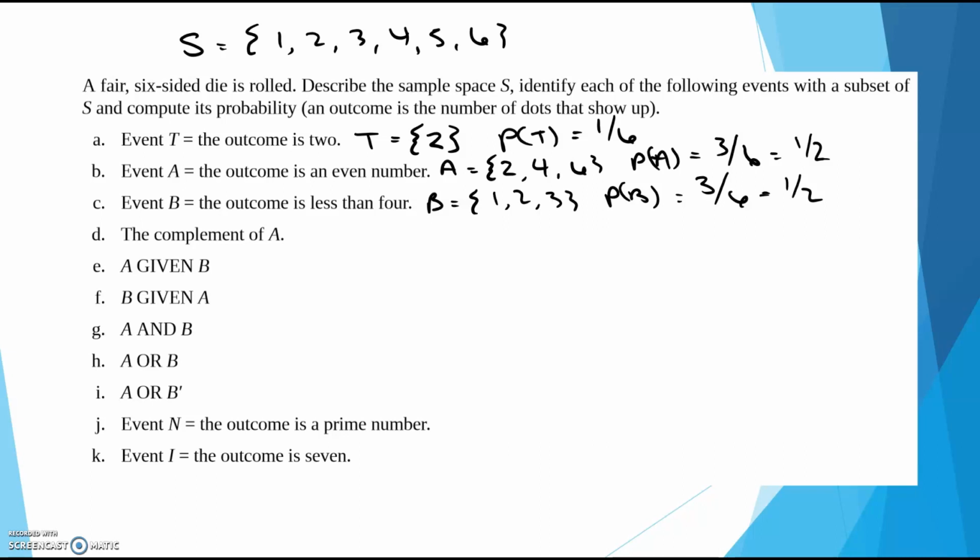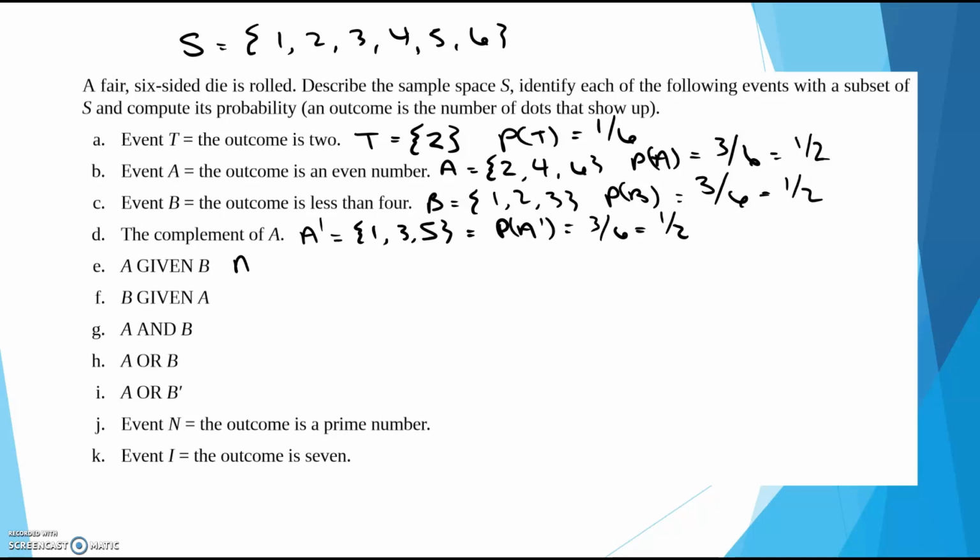Okay, the complement of A, so that would be A prime or A bar. Okay, A is a 2, a 4, a 6. So the complement of A is everything that A is not. So it can't be a 2, a 4, or a 6. So that leaves us with a 1, a 3, and a 5. So the probability of A prime would be 3 numbers out of 6, or a half. Now notice that if you add A plus the complement of A, this was a half plus a half, that equals 1.